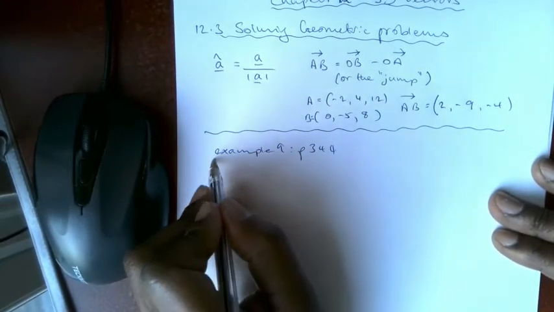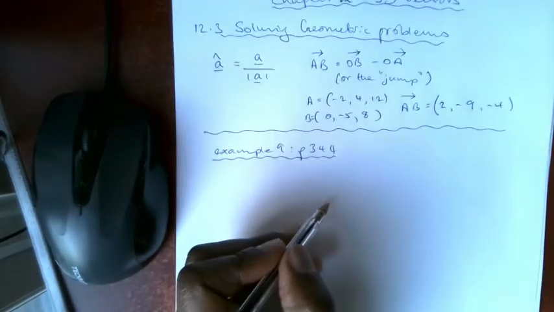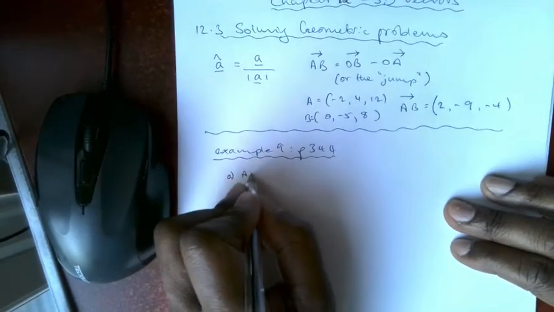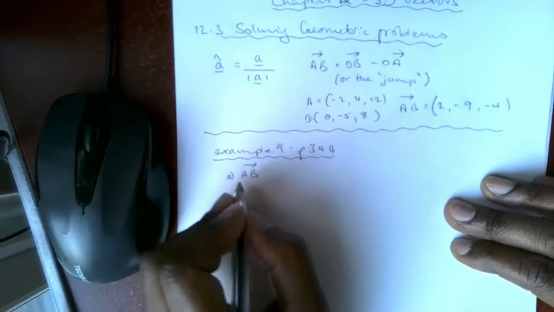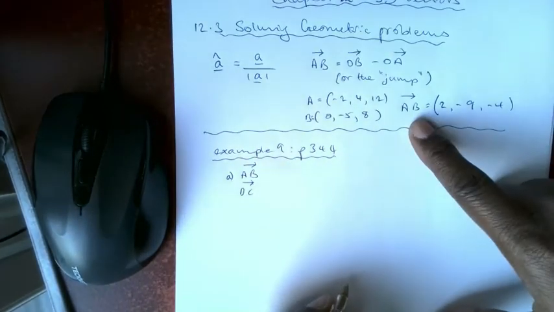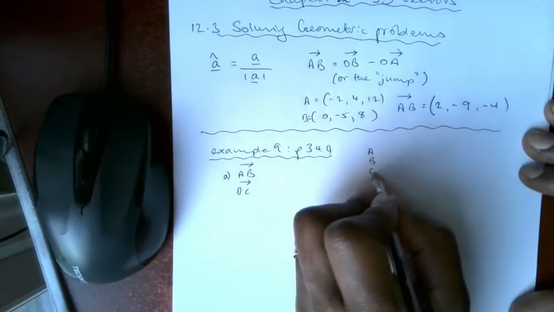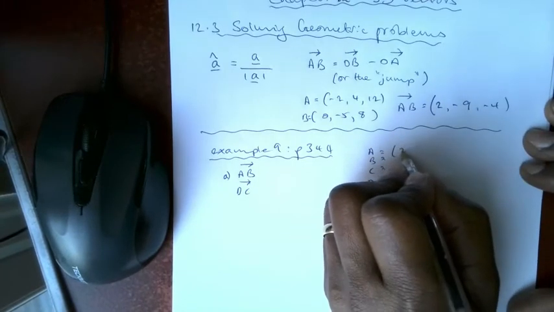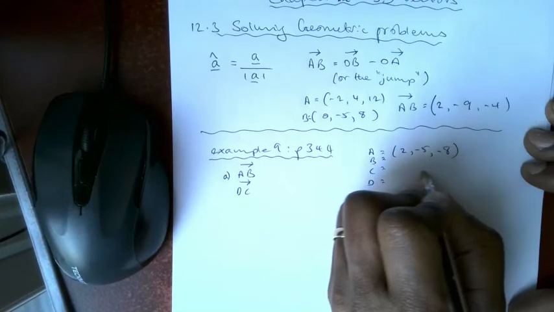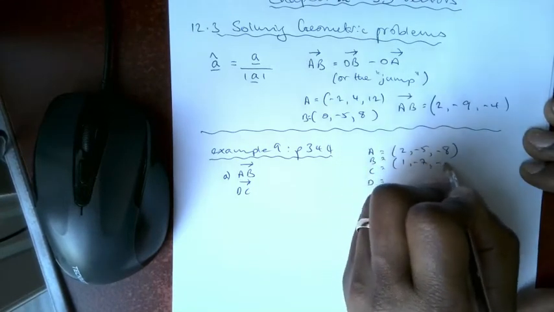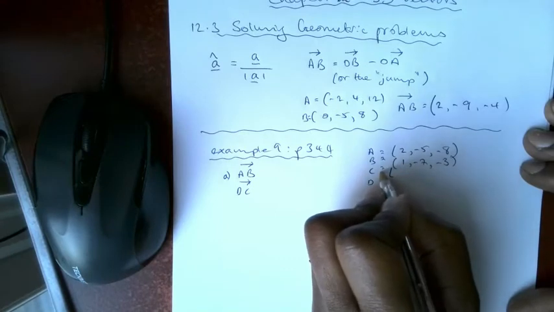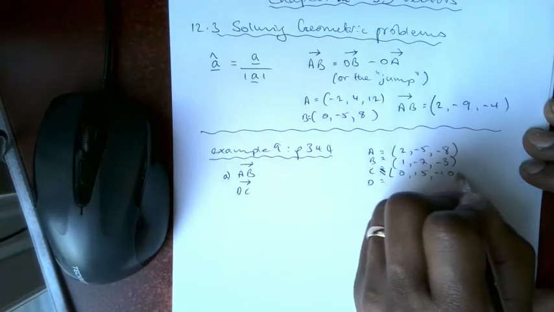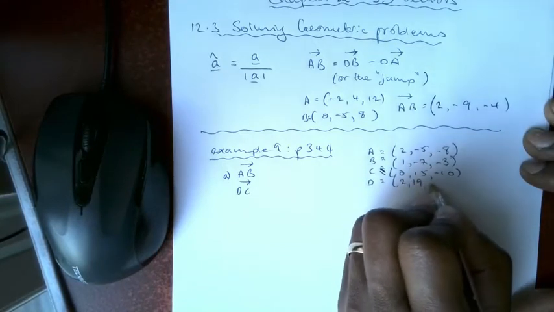And what we've got is these 4 points, A, B, C, and D. First of all, we need to find these vectors in part a, A to B and D to C. Now we can use this quick method up here to do it. Let me just write down what A, B, C, and D are, like coordinates. So 2, -5, -8. Second one, 1, -7, -3. Then 0, 15, -10, and then the last one is 2, 19, -20.